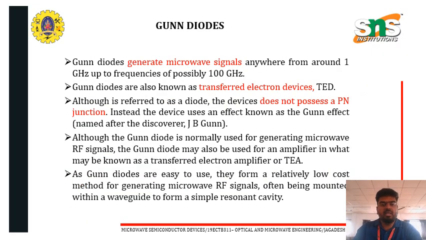Gunn diodes generally generate microwave signals anywhere from around 1 gigahertz up to a frequency of possibly 100 gigahertz. They are also known as transferred electron devices, that is TED. Although it is referred to as a diode, the device does not possess a PN junction. Instead, the device uses an effect known as the Gunn effect, named after its discoverer, J.B. Gunn. Although the Gunn diode is normally used for generating microwave RF signals, it may also be used as an amplifier, known as a transferred electron amplifier or TEA.